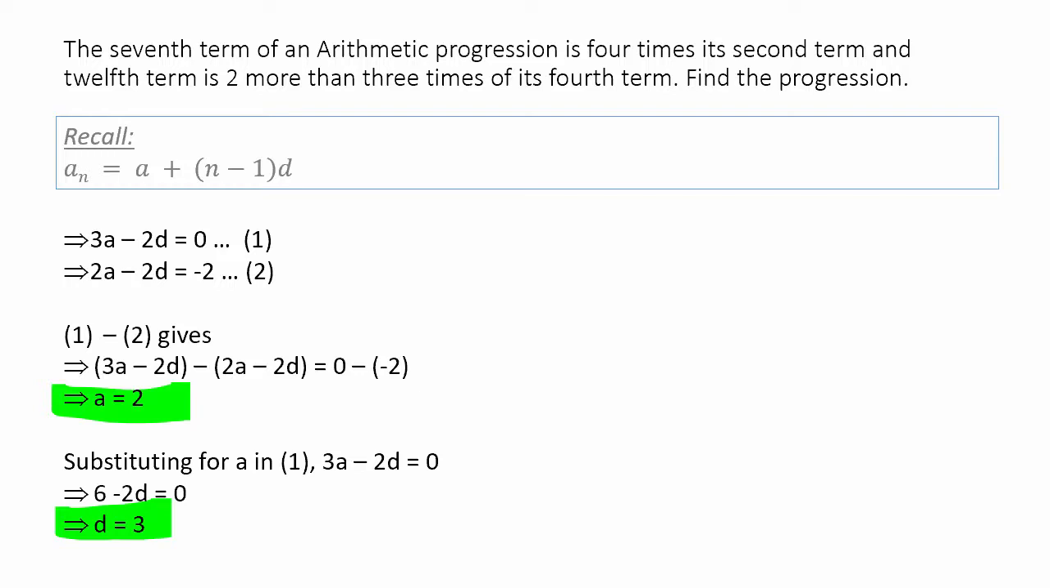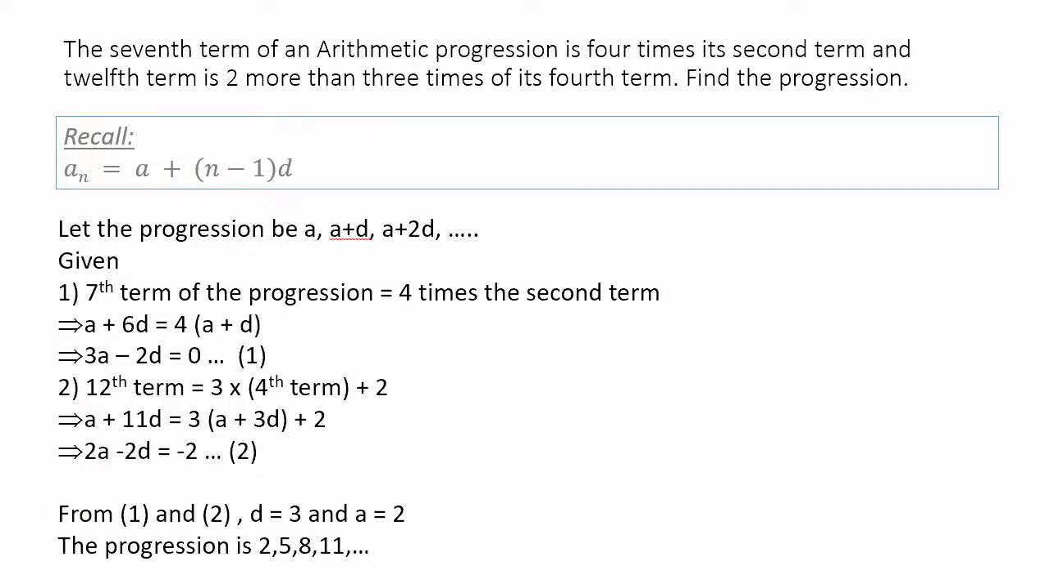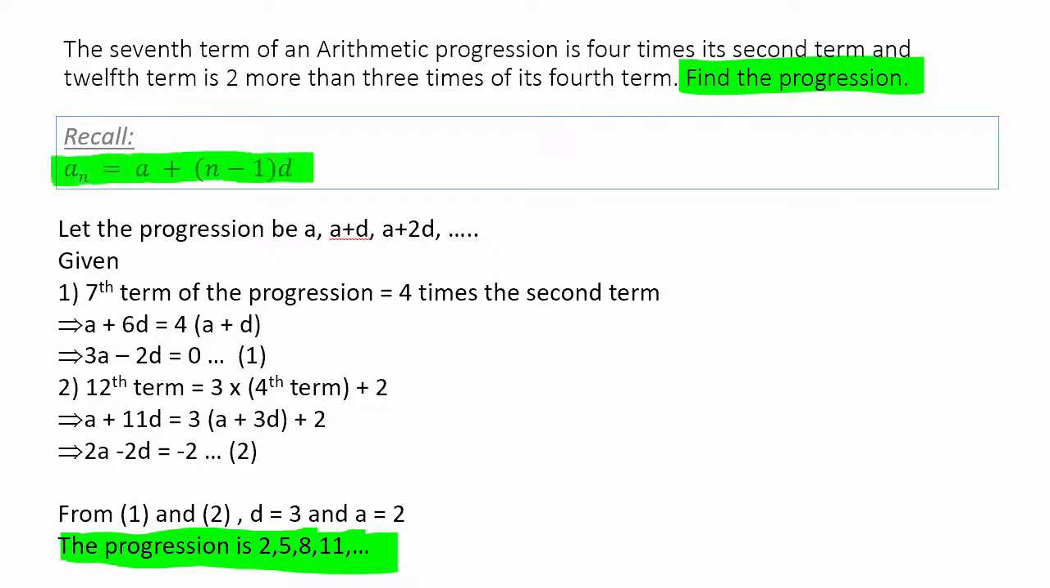So now let's write the progression. The progression is simple. The first term is a, which is 2. The second is 2 plus 3, which is d, so 5. Then 8 and then 11. So we have found the progression, which was the question. We were asked to find the progression, and we found it. Hence we were able to solve this, using an equals a plus n minus 1 d. Okay, in the next video let's look at another problem.